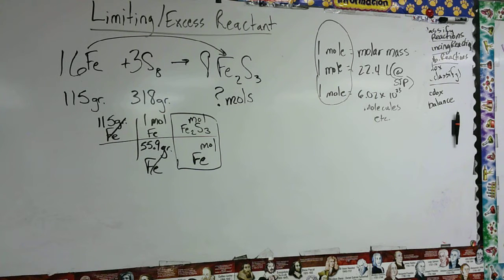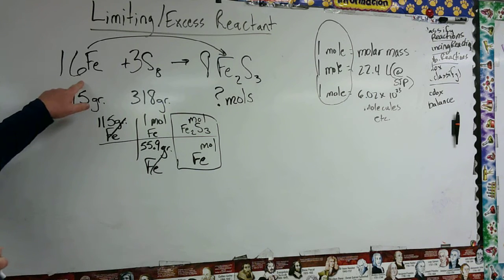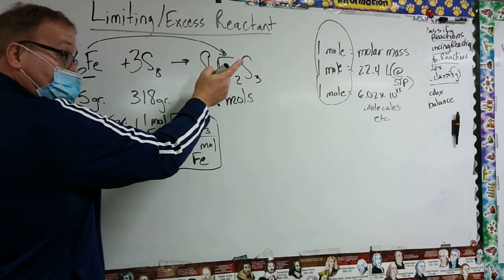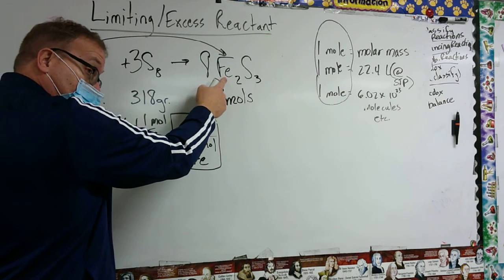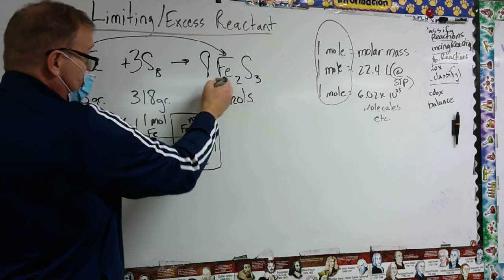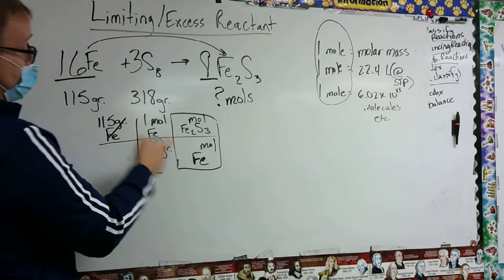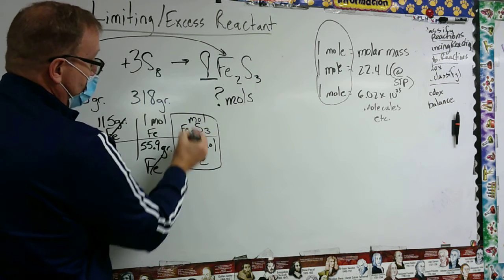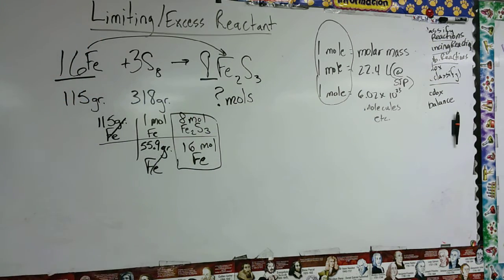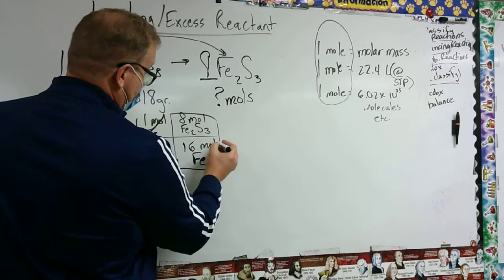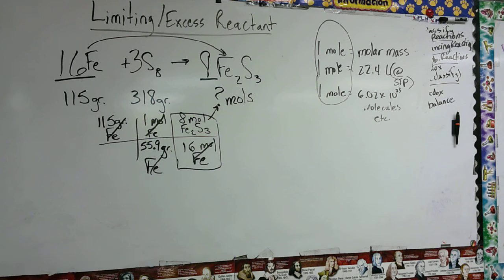Questions? How many moles of Fe do I have? 16. How many moles of this do I have? 8. So I'm going to put my numbers down here. 16, 8. Since I'm going to moles, that is my last step, because we are here. Any questions? It's pretty easy.